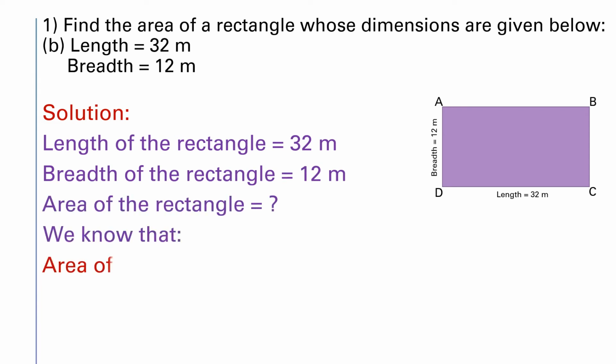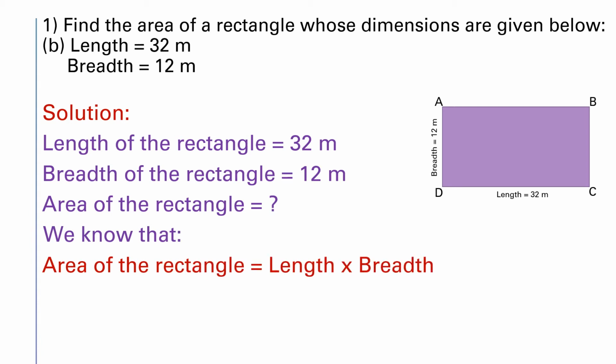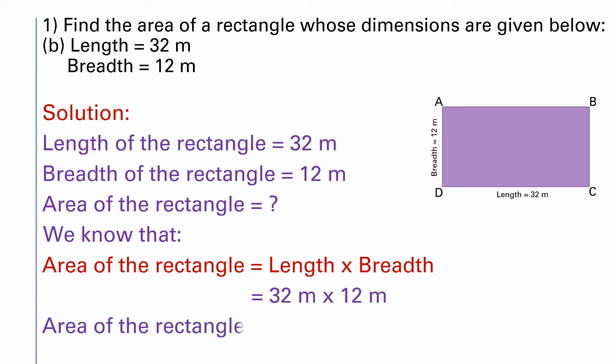We know that area of the rectangle is equal to length multiplied by breadth. Now put the value. Length is equal to 32 meters and breadth is equal to 12 meters. So write down 32 meters multiplied by 12 meters. Everyone knows multiplication? So pause the video and do the multiplication on your own and check. The answer is 384 and meter multiplied by meter we get square meters. So area of the rectangle is equal to 384 square meters.